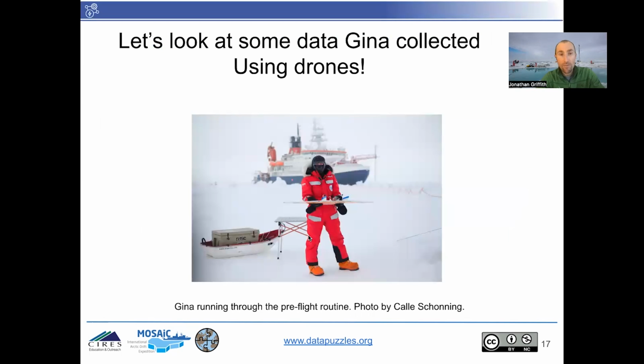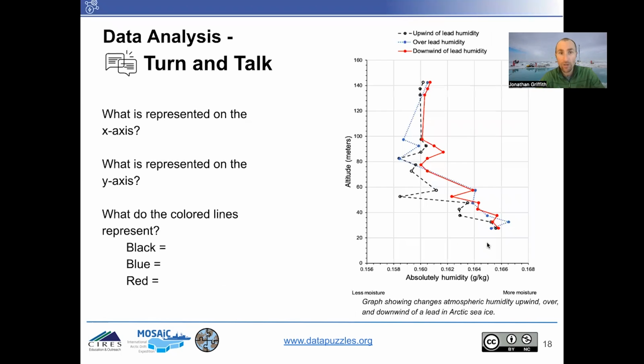For this practice, again, students have made predictions about the investigative questions, and now it's time to look at some data collected from Gina's Data Talk 2 drone to test the predictions. And so here is that data set on the right. We have on the x-axis absolute humidity, and so below here you can see to the left, this is less moisture in the atmosphere. To the right, this is more moisture in the atmosphere. And on the y-axis, we have altitude in meters.